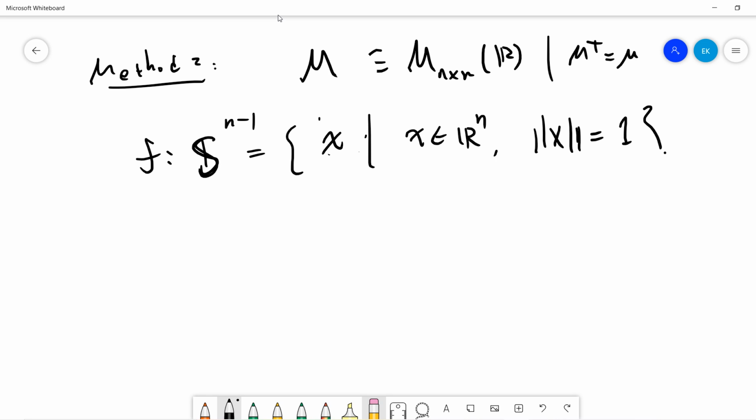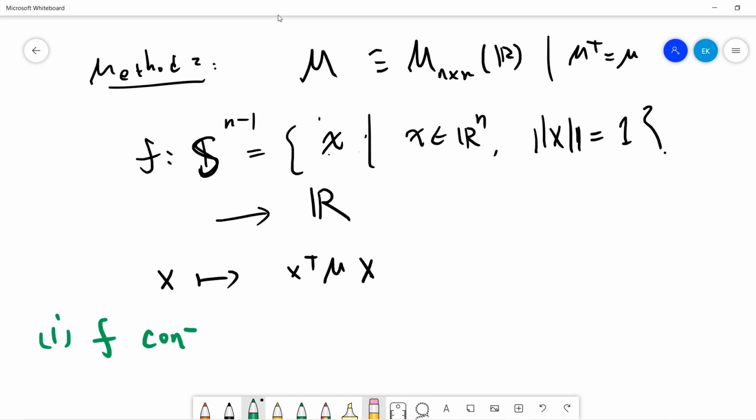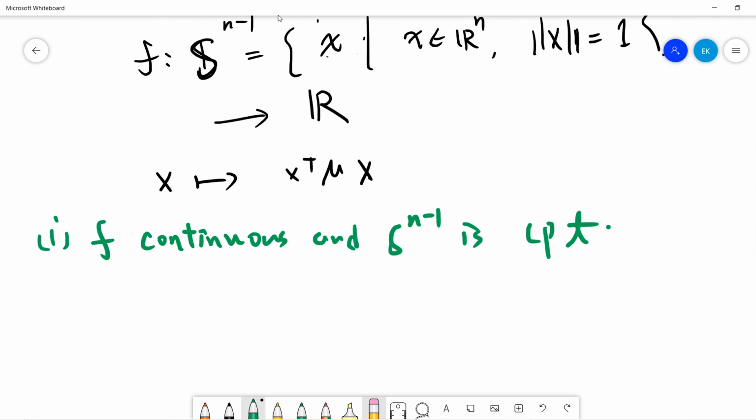Okay, and you start to define f, map this to another real number. Map into R such that you map x into x transpose Mx. Okay. So first notice that f is continuous, right? And S^(n-1) is compact. So from the extremal theorem, you know that f has a maximum and a minimum on S^(n-1).